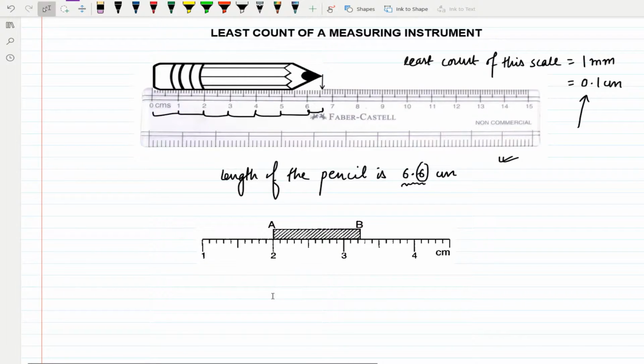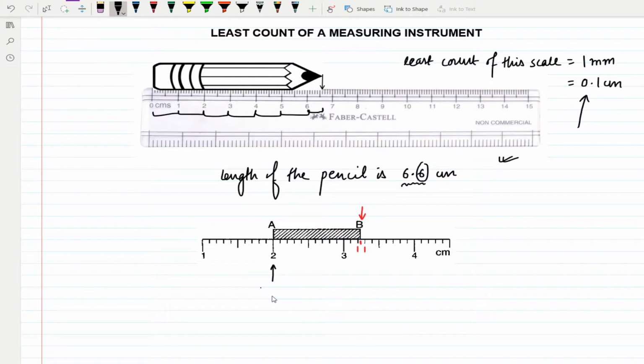Now suppose you are given a piece of rod and you are asked to find the length of it. Suppose I have placed it at the 2 centimeter mark. It doesn't matter whether you place one end at the 0 centimeter mark; you have to place it at any known reading. Here in this example it is placed at the 2 centimeter mark. But what you are supposed to note is that the other end is not lying exactly on any of these readings. It is lying somewhere in between, in the middle.